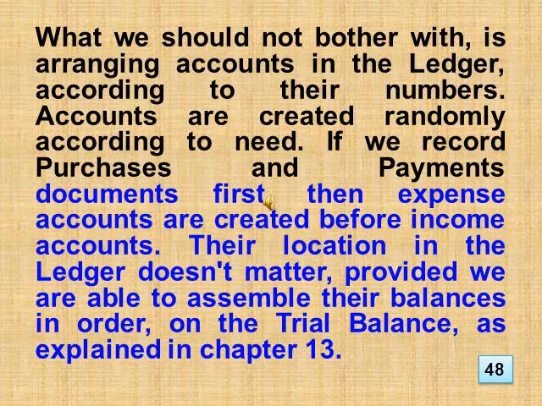What we should not bother with is arranging accounts in the ledger according to their numbers. Accounts are created randomly according to need. If we record purchases and payments documents first, then expense accounts are created before income accounts. Their location in the ledger doesn't matter, provided we are able to assemble their balances in order, on the trial balance, as explained in Chapter 13.